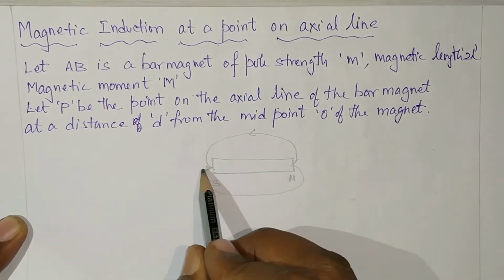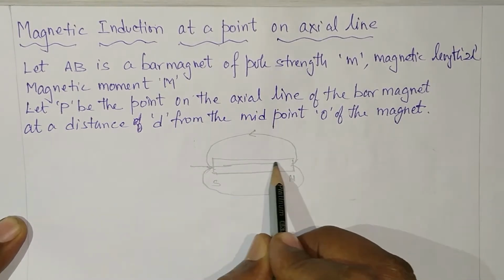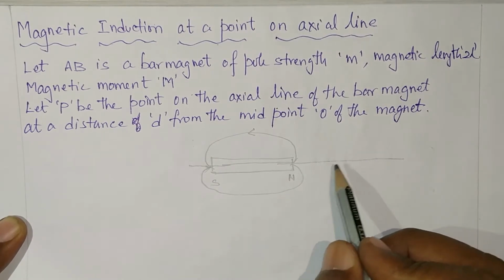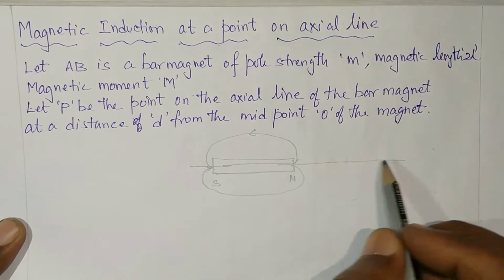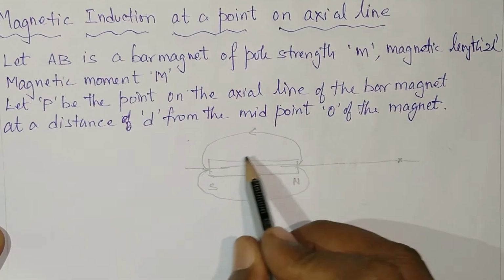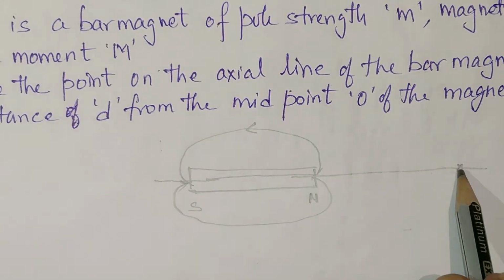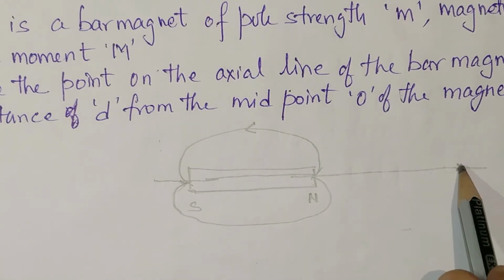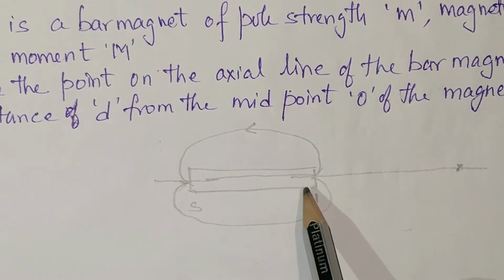What is axial line? The line that is passing through the poles of a magnet is called as what? Axial line. So to find the magnetic induction at a point on the axial line of a bar magnet. So somewhere here I want to calculate the magnetic induction of this bar magnet. So practically let us see what is going to happen when I place a unit north pole on the axial line of a bar magnet. Let us see.